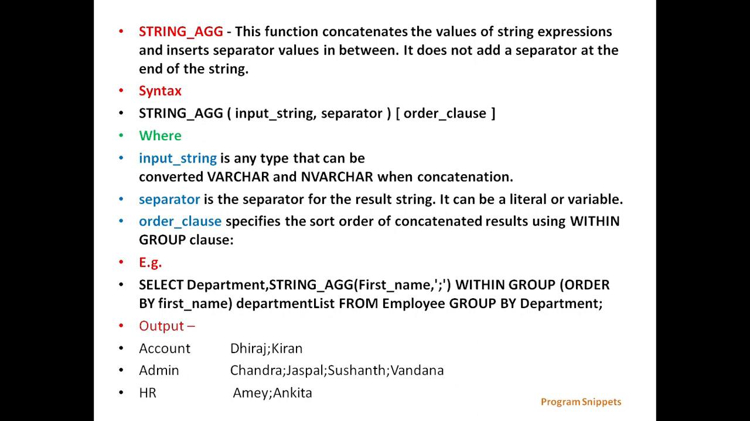For example, select department, comma, STRING_AGG first name and separator is semicolon, WITHIN GROUP, order by first name from employee group by department will give the output department-wise employees, and this employee list is separated by semicolon. Here departments are grouped and the list of employees is displayed in front of the department, separated by semicolon.